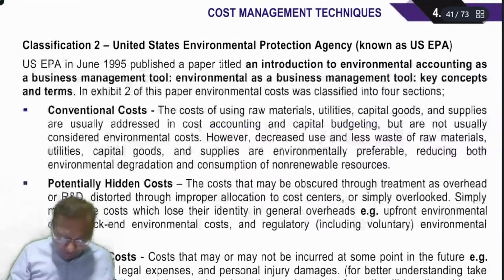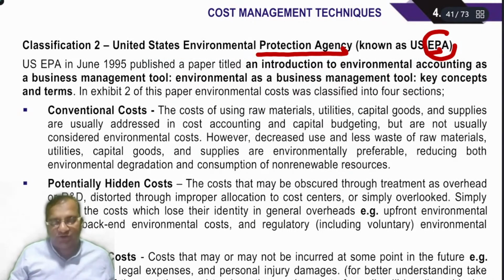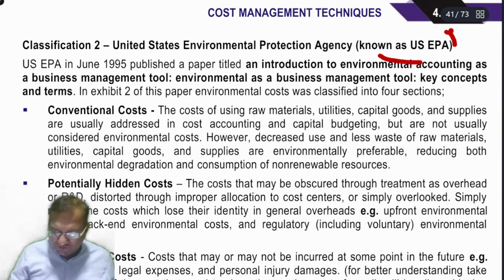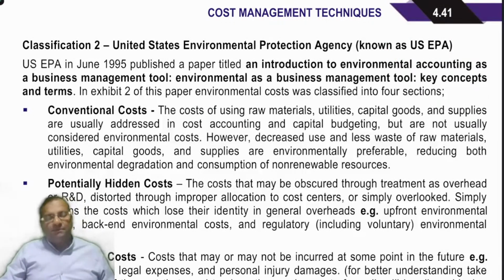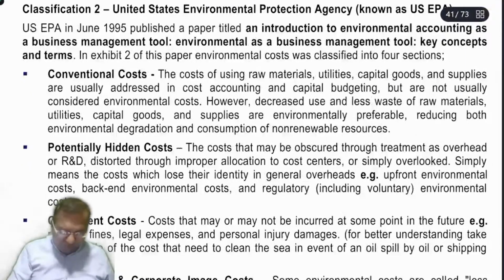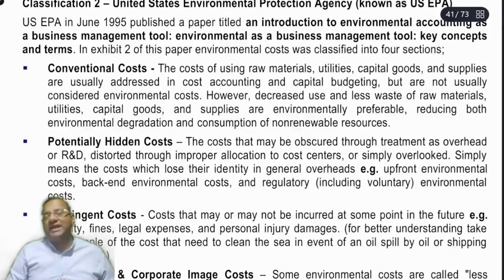This is given by an organization known as the United States Environmental Protection Agency. The abbreviation is US EPA, United States Environmental Protection Agency. You can remember this abbreviation also. It's very common. US EPA has provided the meaning of environmental cost in 4 points: conventional cost, potentially hidden cost, contingent cost, and relationship and corporate image cost.